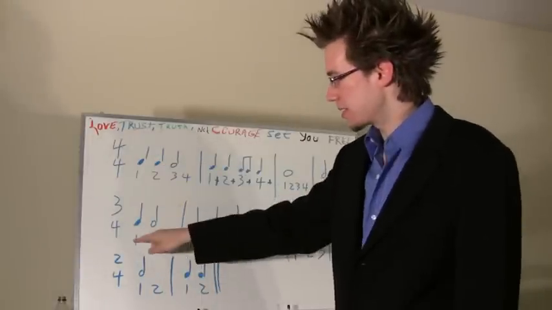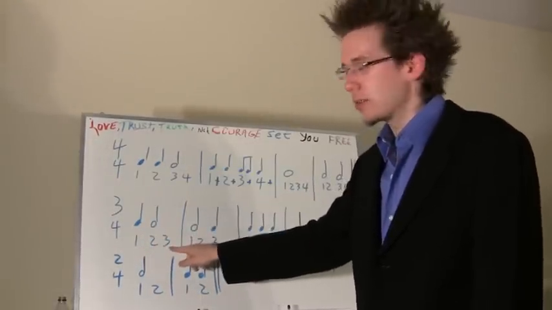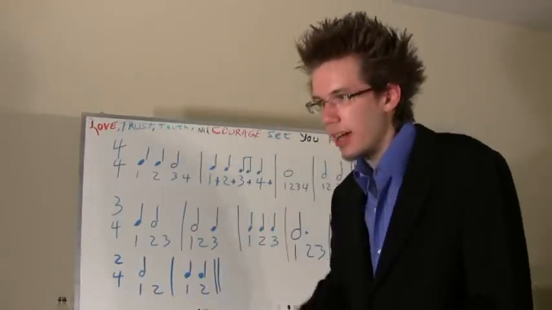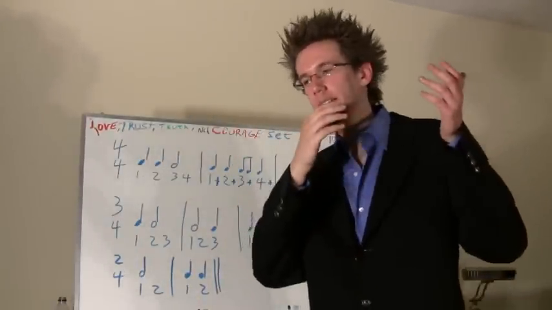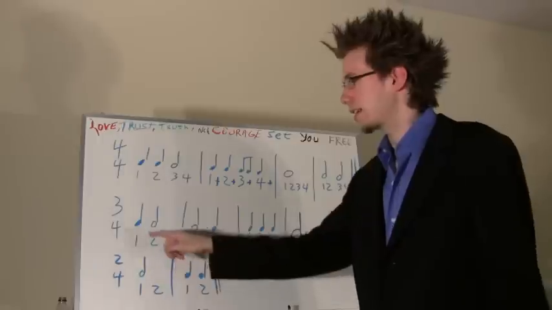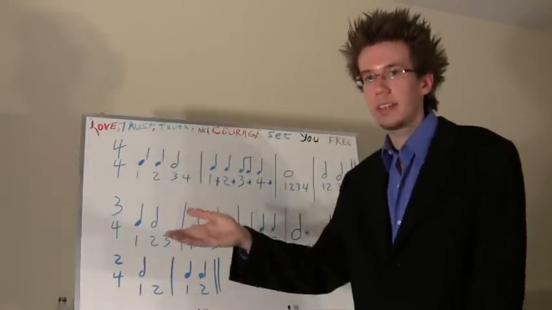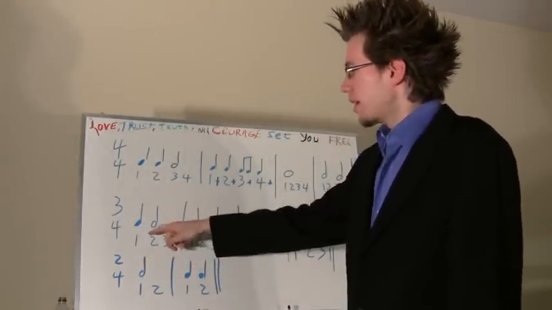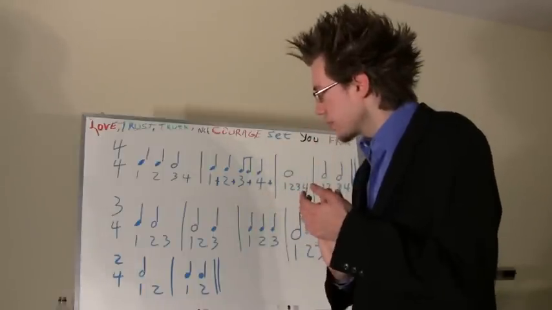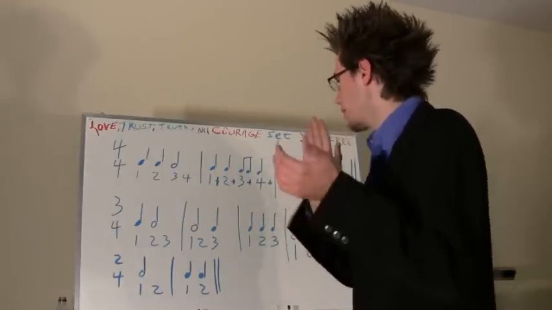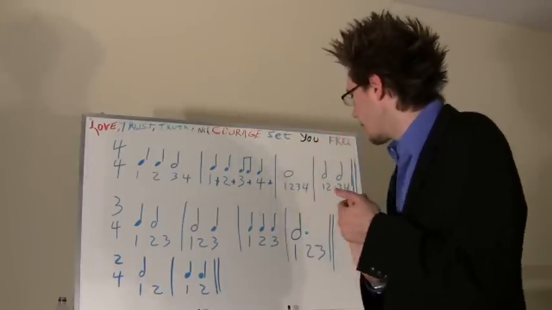So the downbeat is on the 1, and then the next 2 are weak beats. So it goes da dun dun, da dun dun, like that. That's the 1. So you go 1, 2, 3. 1, 2, 3. 1, 2, 3. 1, 2, 3.